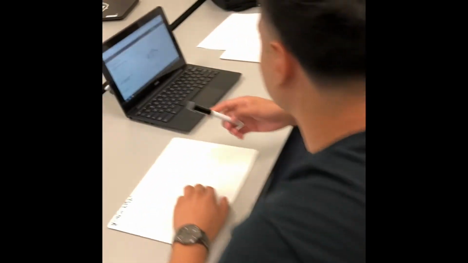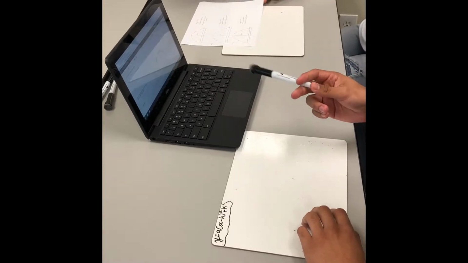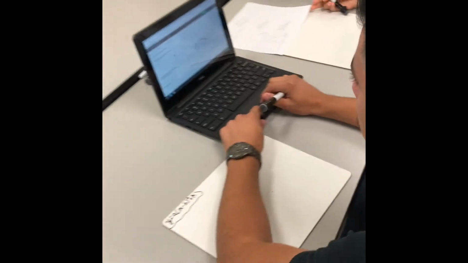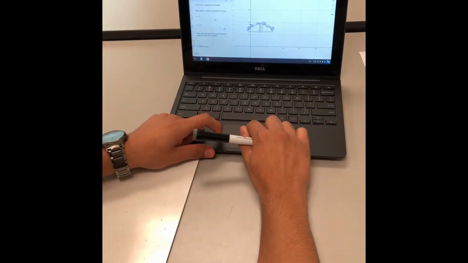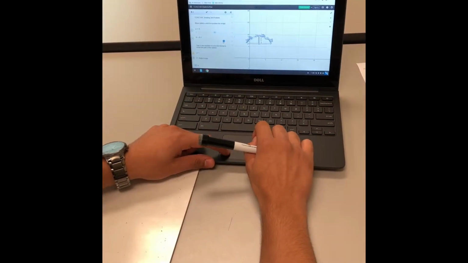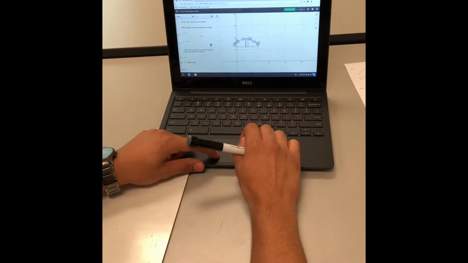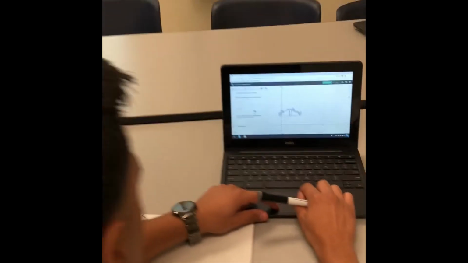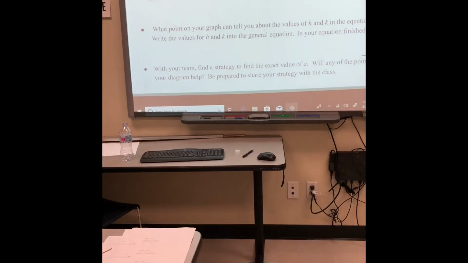I know it has to be in the first quadrant, right? She said it has to be both positive. The shape of the jump? Yeah, exactly. If we look at the first one, it's saying, what is the shape of the path of the jackrabbit? Just by looking at it, what do you guys think? It's positive, right? What else? What shape is it? What's the shape of the path as the rabbit is jumping? Kind of round, isn't it? Roundish. Half a circle. Okay, so when we're talking about graphs, what kind of graph is that similar to?